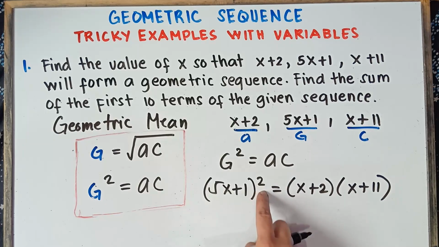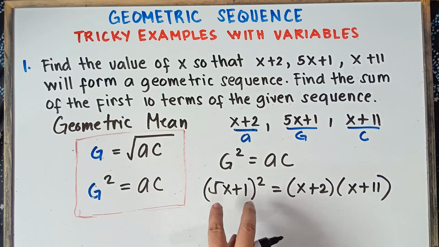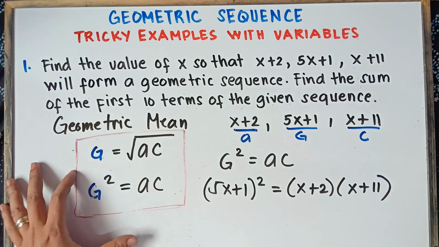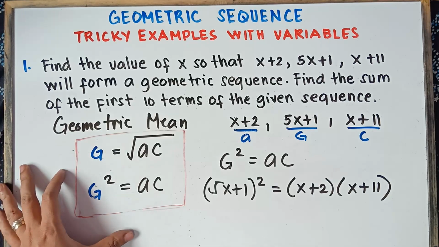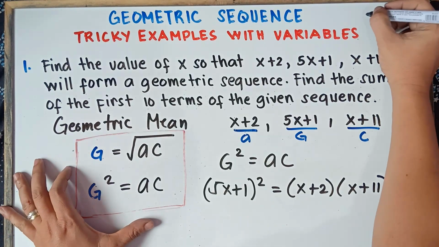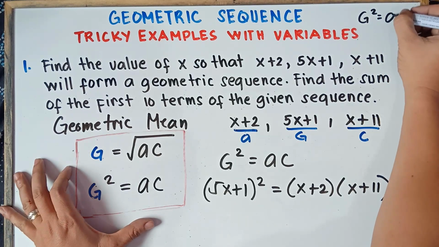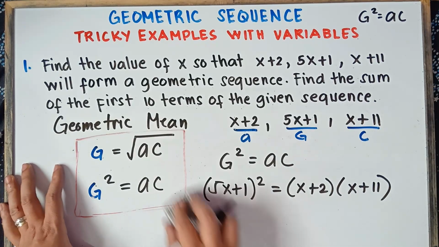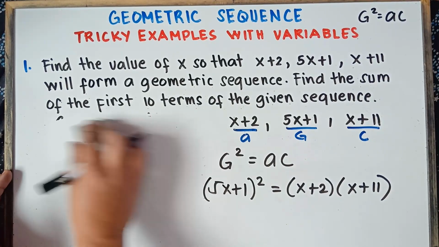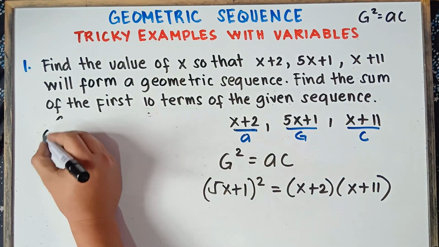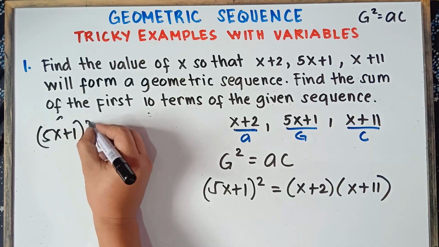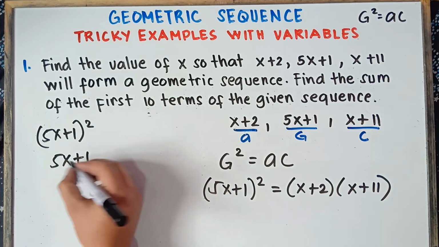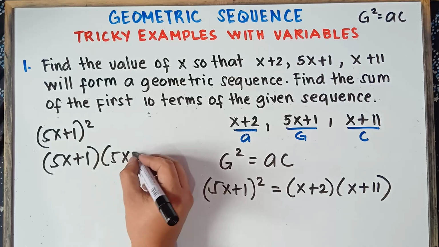5x plus 1 quantity squared means you multiply this expression by itself twice. We don't have enough space, class, so let me just erase this one. Remember the formula: G squared equals a times c, geometric mean squared equals a times c. So 5x plus 1 squared would be 5x plus 1 multiplied by 5x plus 1.